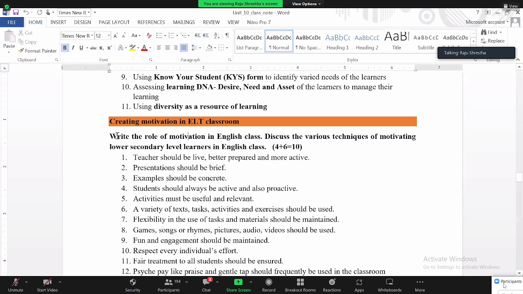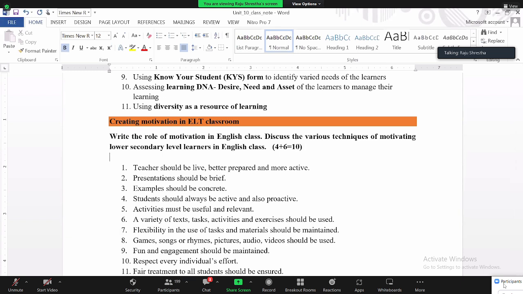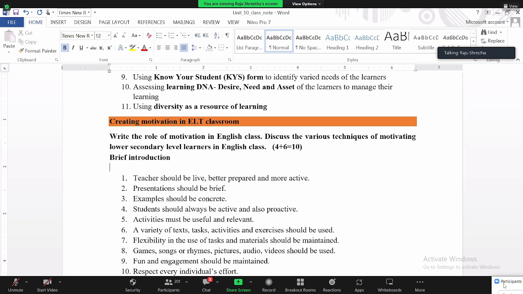Right, the role of motivation in English class. Discuss the various techniques of motivating lower secondary level learners in English class, and this is a simple question. And just briefly, a brief introduction we write about what is motivation in the English language classroom. Then we go to the techniques of motivation.